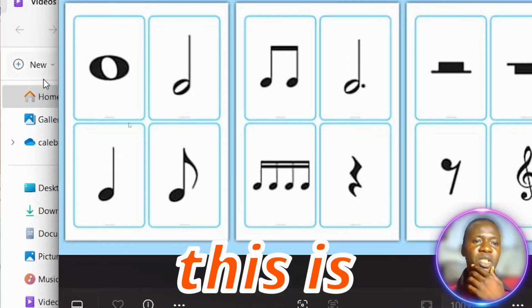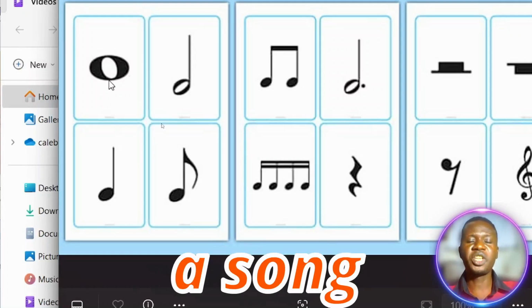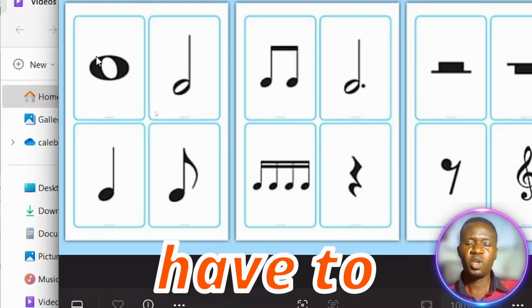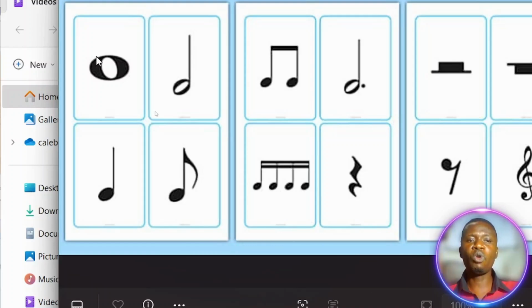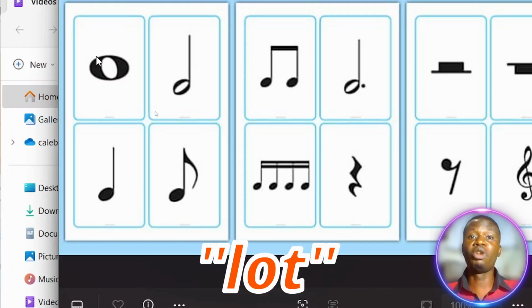And then if you want to pronounce this full note in a song, for example, if it falls under a do sound, you have to call it do. That is the length. Do. Let's use an example, the word Lord. If it falls under the word Lord, you call it Lord.